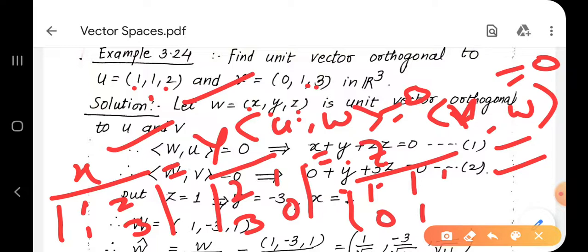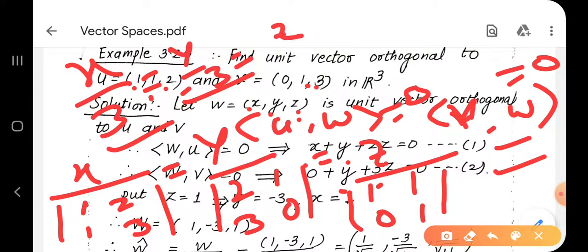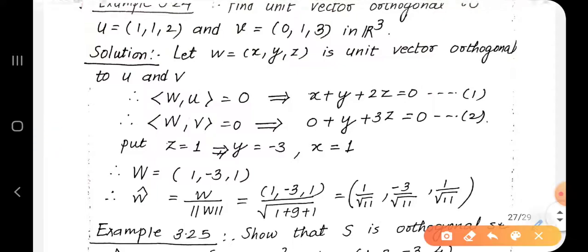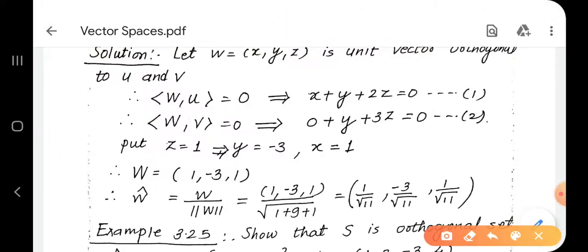If you solve this, you will get x upon 3, then y upon minus 3 and z upon minus 1. Am I right? If my calculation is correct, 3 minus 2, it is 1 here. I get x upon 1, minus 3 and minus 1. So I get values of x, y, z. What are the values of x, y, z? 1, minus 3 and 1. Yes, this is my w: 1, minus 3, 1. Use Cramer's rule simply, you will get the answer directly.